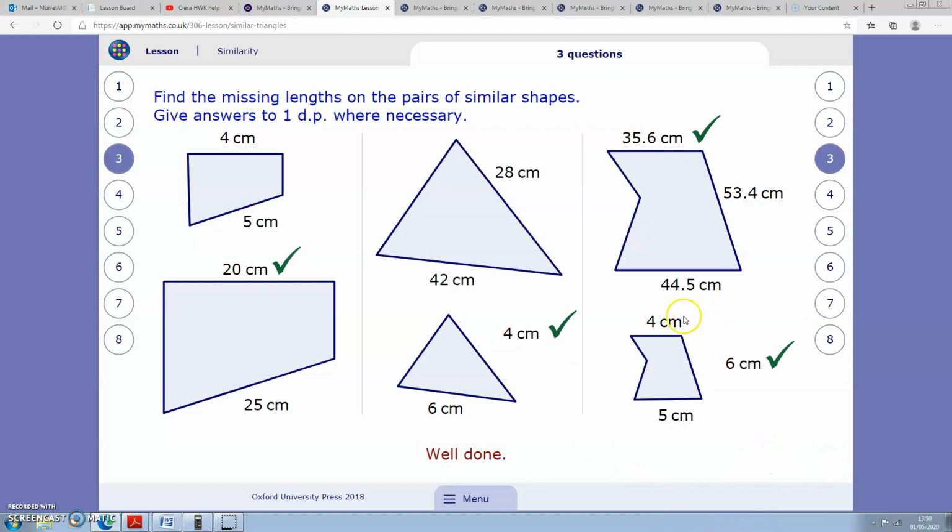And again, all you're looking to do is, I've got to multiply this by the scale factor to make the bigger shape. If I'm coming from the bigger shape to find this one, I'm going to divide that by the scale factor.